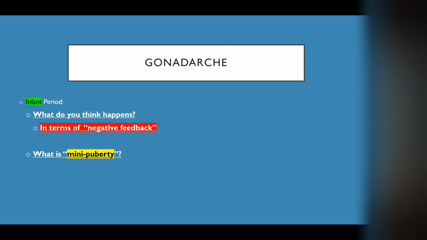Then the infant period. The child is born, okay? What happens in the infant period in terms of negative feedback? We said that we started with no negative feedback. GnRH doesn't care. It's stimulated. Now in the infant, sensitivity to negative feedback is increasing. So the infant will have lower levels. But still, there is something called mini puberty.